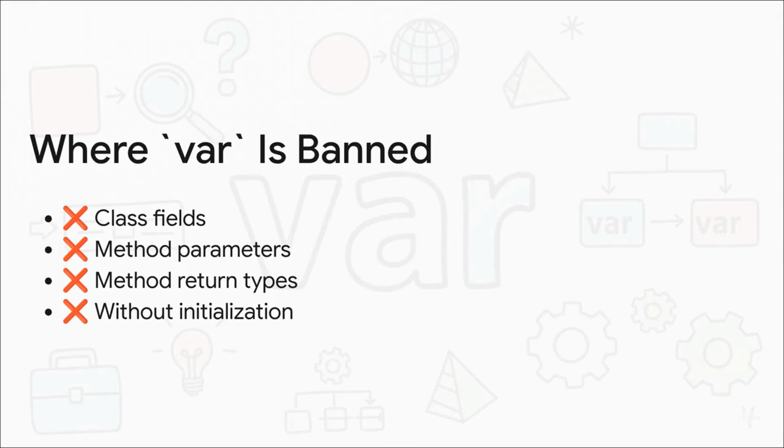is. So that means there's a clear list of places var is a big no-no. You can't use it for fields on a class. You can't use it for parameters in a method signature. And you can't use it as a method's return type. All of those spots need an explicit, clearly defined type. Just keep that little mental checklist handy.